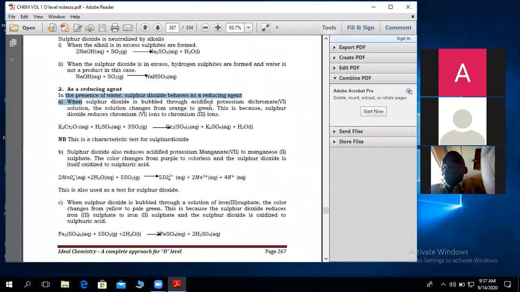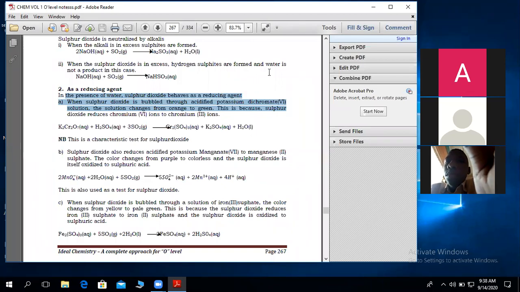Unless we go ahead and ask you about potassium permanganate. That shows that sulfur dioxide is a reducing agent. So the chemical test for sulfur dioxide, I repeat, changes potassium dichromate(VI) solution from orange to green. Note that when sulfur dioxide gas is bubbled through a solution of acidified potassium dichromate(VI), the solution changes from orange to green.